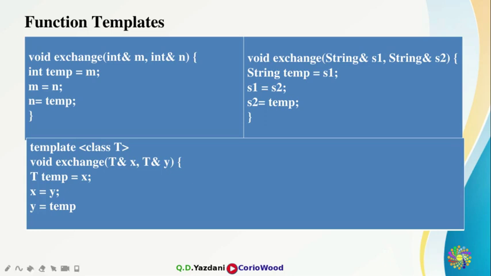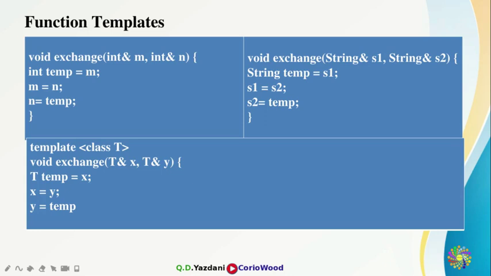So how cool is this? Instead of writing again and again, as I said in the previous video, you just put a template, and you put your void exchange, and you don't need to put a string or any other data type. You can just put a void exchange with T, and put x and y.